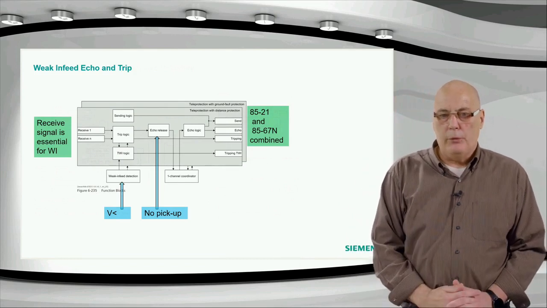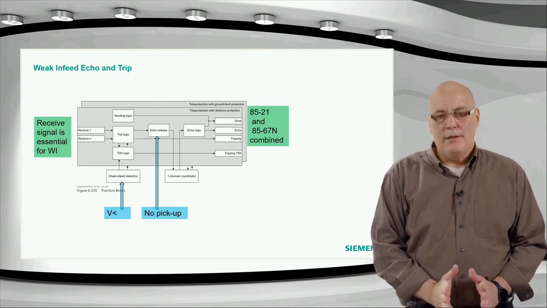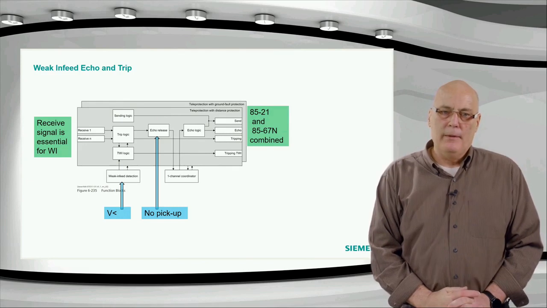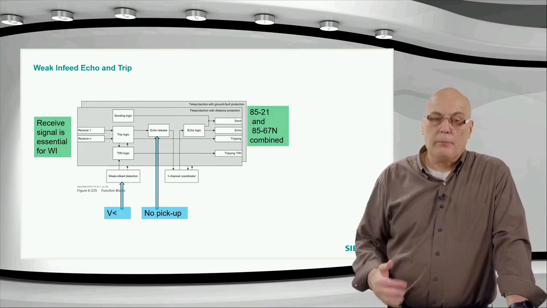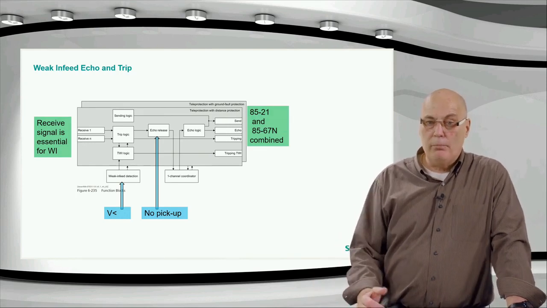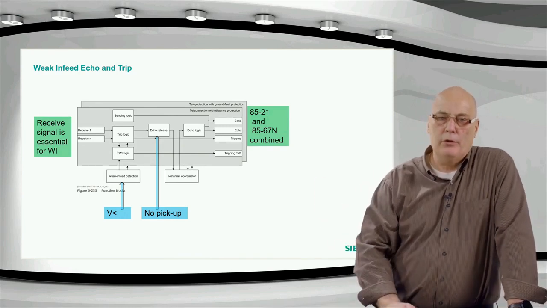One other aspect we still need to look at quickly is the weak-infeed. The weak-infeed really is two aspects. The one is the echo and the other one is the trip. The echo is clear: if you have a weak-infeed condition, you want to tell the strong infeed, look, I'm not seeing the fault, but it's definitely not reverse or anything. So I'm going to send you an echo and you can trip.